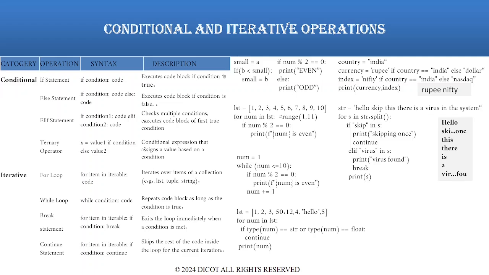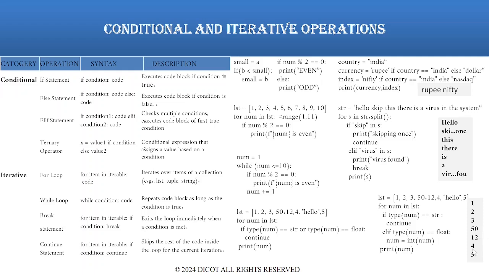Example 7. In the last example, say we only want to skip strings and convert floats to integers. We will make use of an if-elif construct. So the final output is 1, 2, 3, 5, 0, 1, 2, 4, 5. The string hello is skipped and the float number is converted to 50.